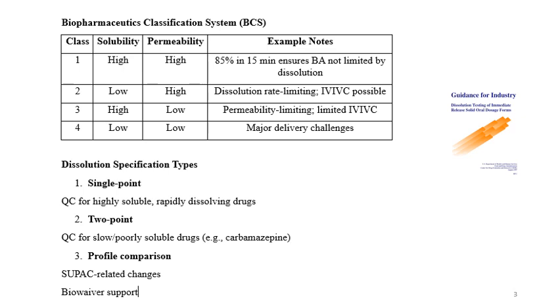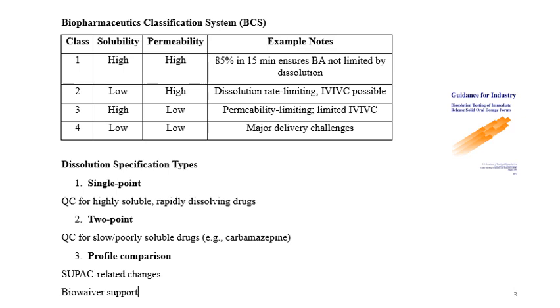Then dissolution specification types. Based on that, you need to have the dissolution specifications. Single point specification, 2-point specification, and profile comparison will be there. So single point is for the highly soluble drug substances in IR formulation. In other words, for the IR products containing highly soluble APIs like BCS class 1 or 3, a single point dissolution specification can suffice the requirement. 15 minutes you can give, 30 minutes you can give as a Q point. And single point dissolution is QC testing for highly soluble rapidly dissolving drugs.